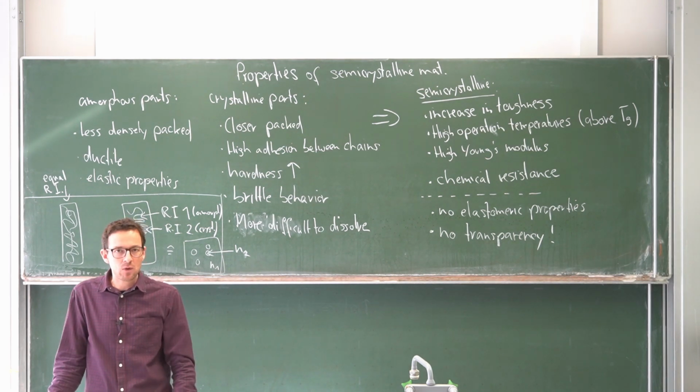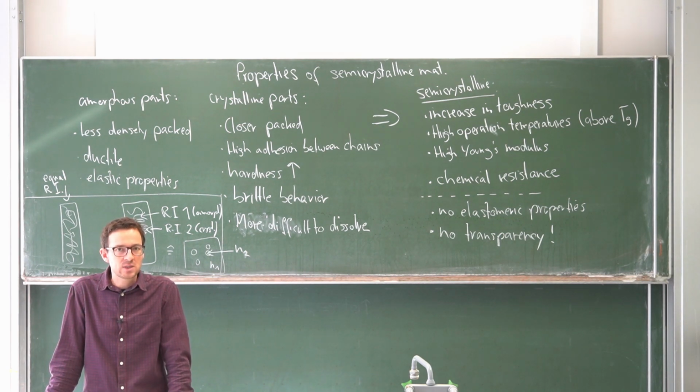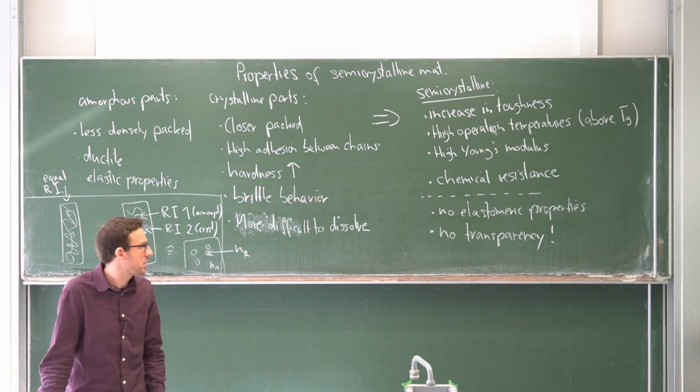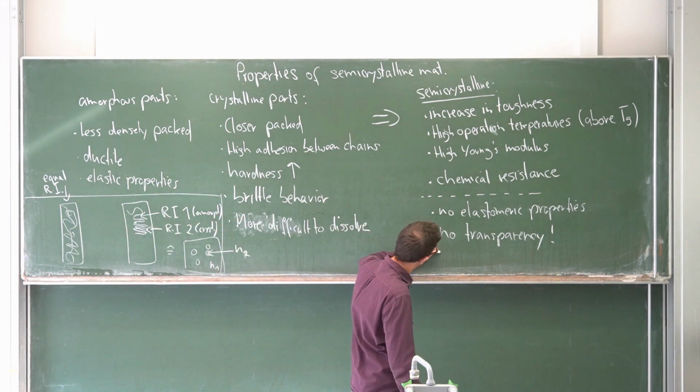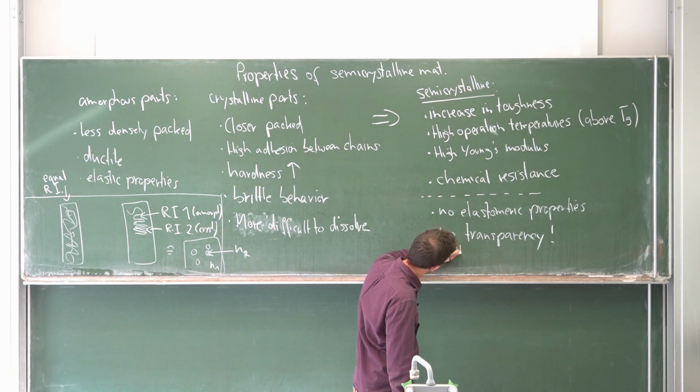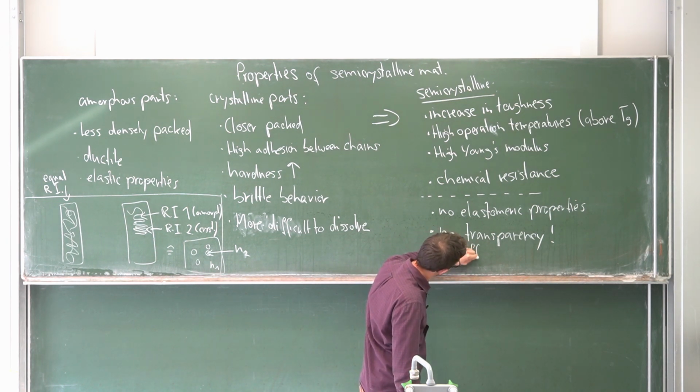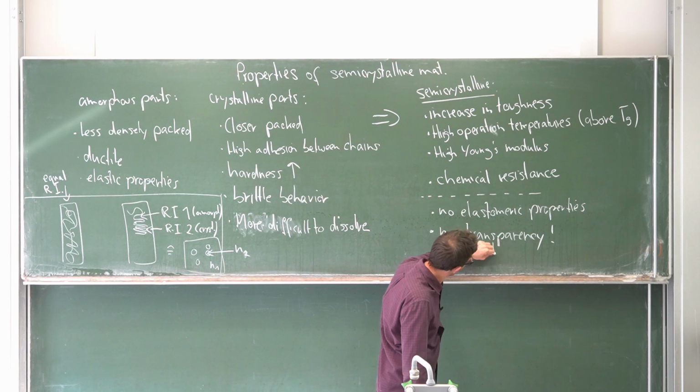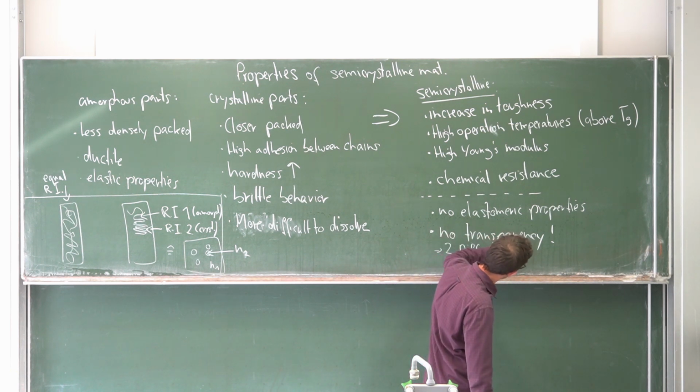So now, whenever you have a material that consists of two phases, two very small phases, with different refractive indices, you get light scattering. Let me just note transparency. Two different refractive indices.